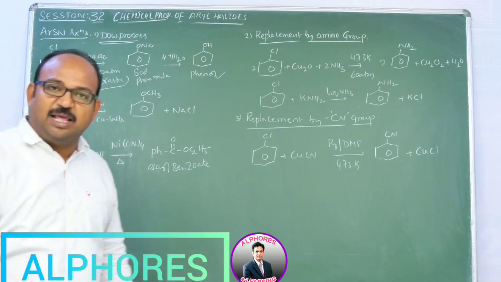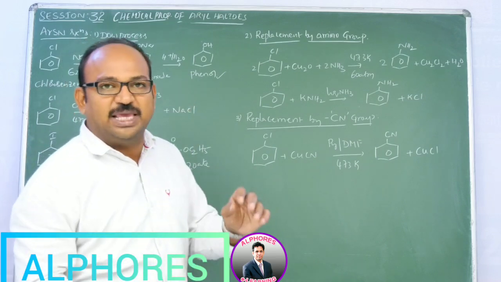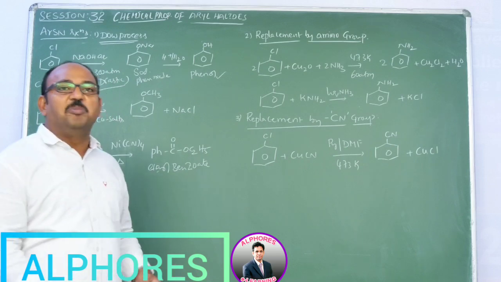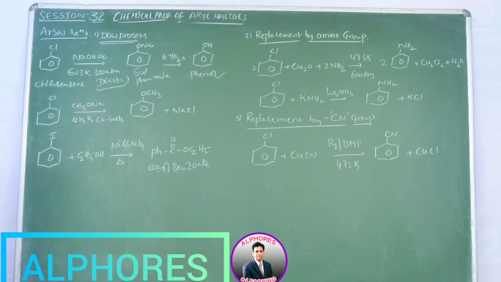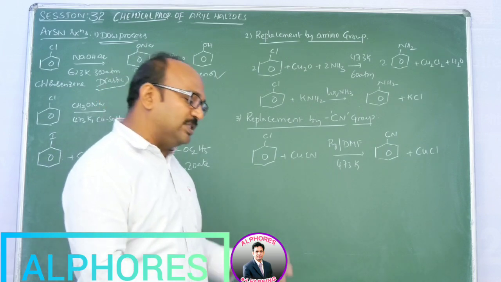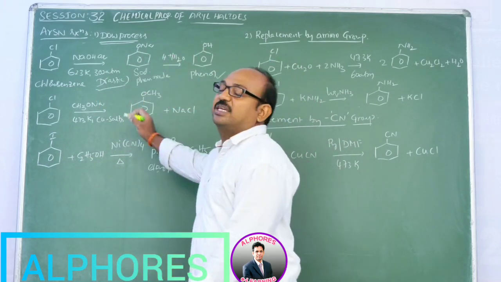So the first method is replacement or displacement of Cl by OH. Generally for alkyl halides we can easily perform the reaction by using aqueous base. Here also we are using aqueous base for aryl halides, but it does not take place that easily. We need to provide drastic conditions. Now chlorobenzene upon treatment with sodium methoxide, compared to OH minus, OCH3 minus is a strong base. Of course we need to provide drastic conditions.